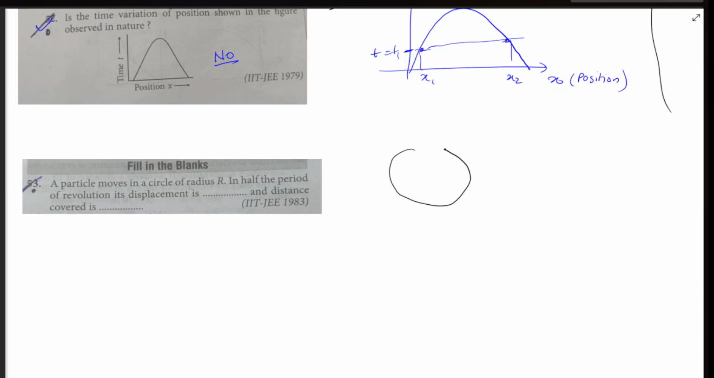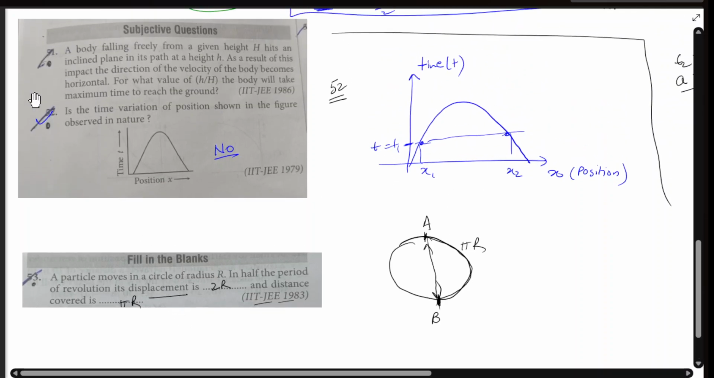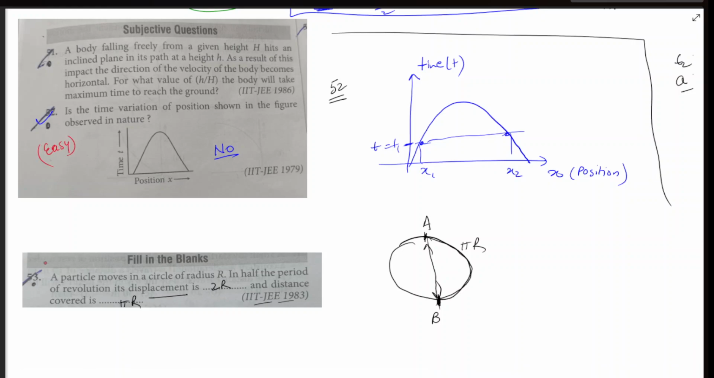So the particle is moving in a circle, in half the period of revolution. Let's say it starts from here and ends here. So in half the period of revolution, it will reach here. Its displacement will be 2r, and the distance covered will be pi r. It is a very easy question. Yes, it came in IIT JEE 1983. So we can say these two questions are very easy, right?